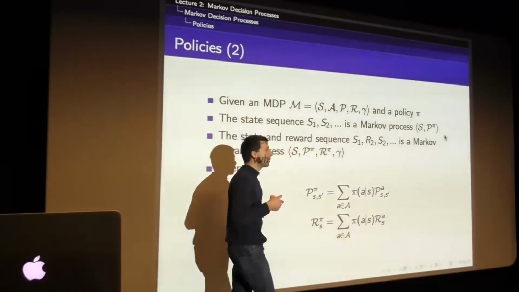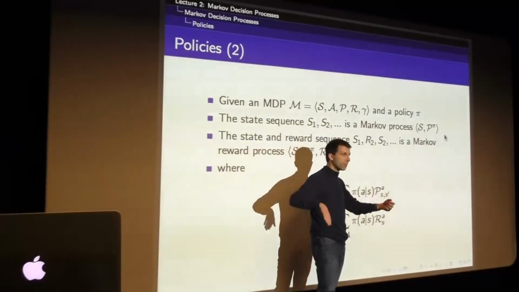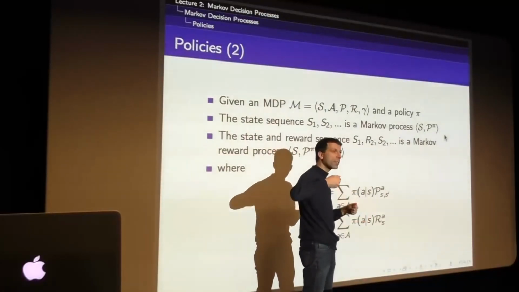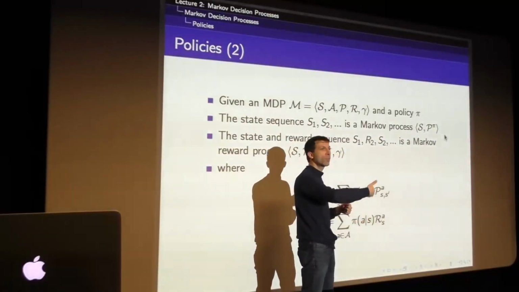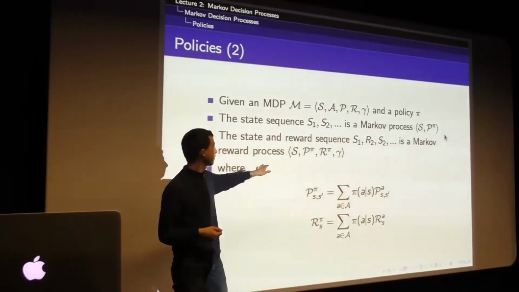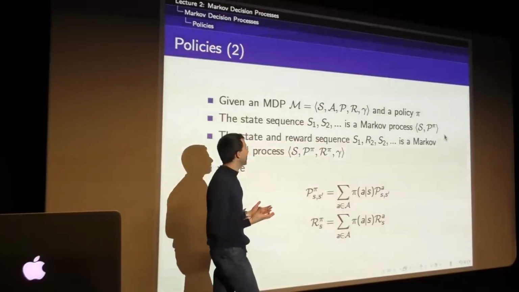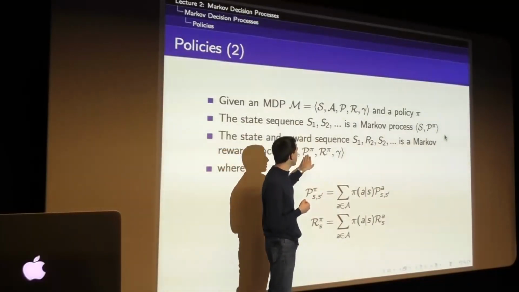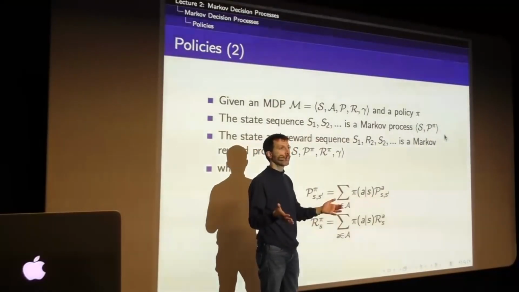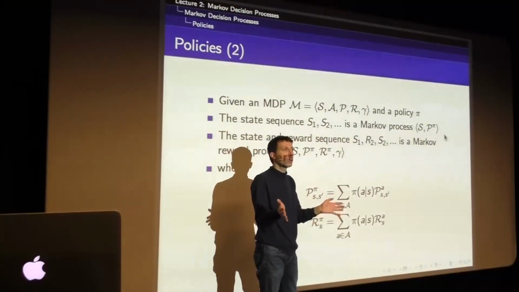And if we look at the sequence of states and rewards that we receive as we pass through, once we fix the policy, that sequence is a Markov reward process. The way to understand that is that we're going to define transition dynamics and a reward function which just average over our policy. So we're just going to average over all the things which happen under our policy.